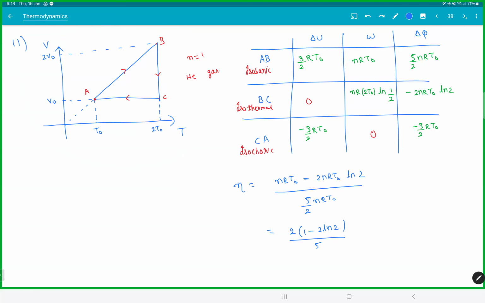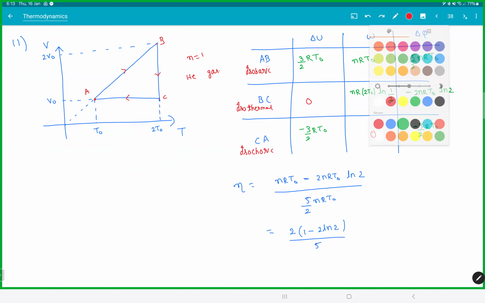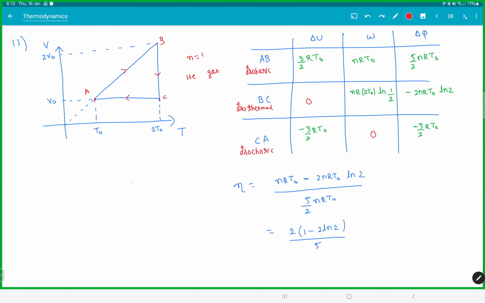If we maintain ln half, then it will be positive? Ln half is a negative number. How can it be positive? At the end of the day, that is a negative number only. It's like minus 2, you're writing plus of minus 2. It doesn't become a positive number. This is minus 2 nRT naught ln 2. Clear?